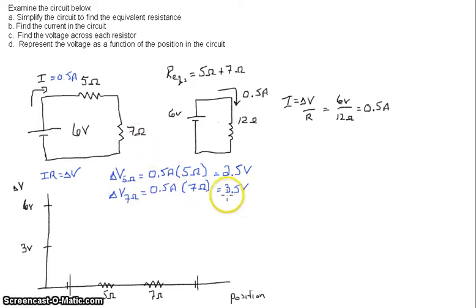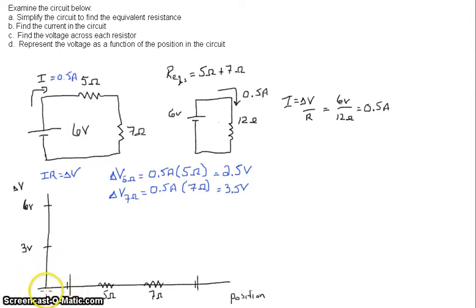Alright, so to double check our work, we know that the loop rule says that all the voltages in a series loop will add up to equal 0. So if we have 6 volts given to the circuit by the battery, we have 2.5 lost and 3.5 lost to the 5 ohm and 7 ohm resistors. We know that they add up to be 6 total. So for the whole loop, the voltage will equal 0.